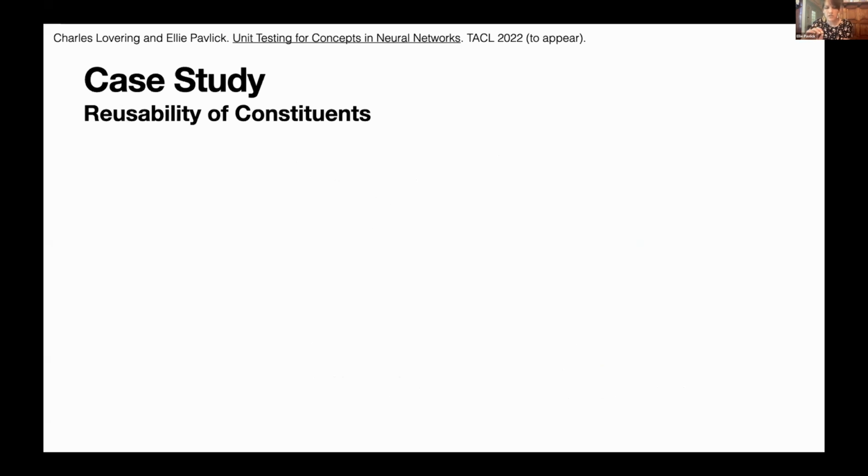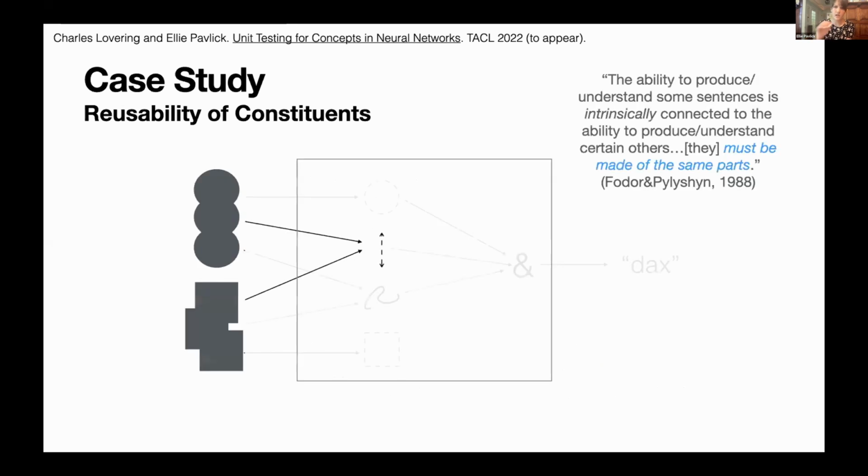Reusability, I think, is one of the ones that really highlights the type of test we want to run that doesn't directly get captured by the behavioral test. Here we're really interested in this part of the compositionality definition that says these representations are intrinsically connected and composed of the same parts. So here I have a dex and a blick. These are both vertical arrangements of shapes. So they share this vertical constituent, or this vertical concept, right?